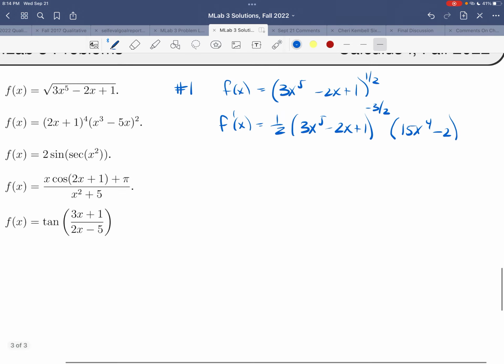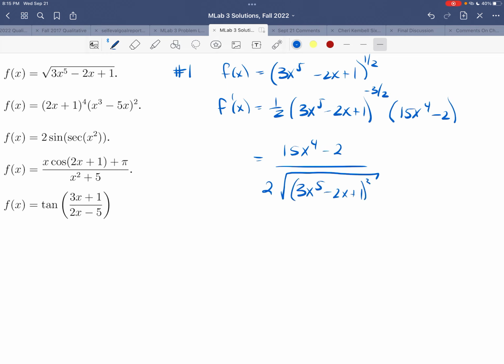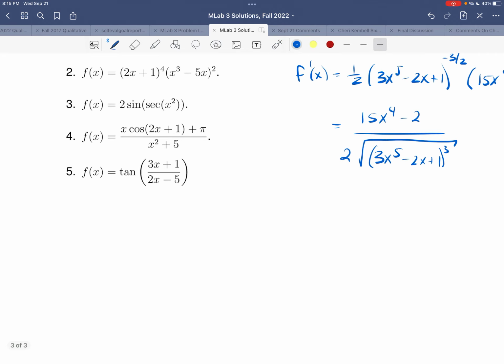Technically, that's the derivative. You could stop. It's pretty common, though, with a negative exponent to go ahead and put that downstairs. And then I like to change this thing to an actual radical. So I'm going to write this as 15x to the fourth minus 2 over 2, and then I'll switch it to the radical of 3x to the fifth minus 2x plus 1 all cubed. I'm writing the cubed on the inside. You can actually write it on the outside like that if you want to as well. The rules of exponents say it's the same. So there's number one.